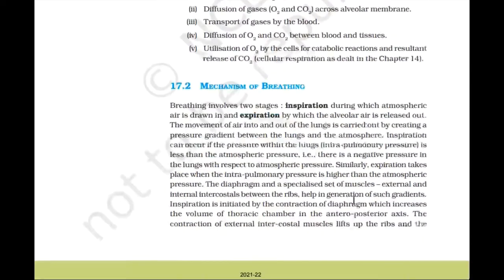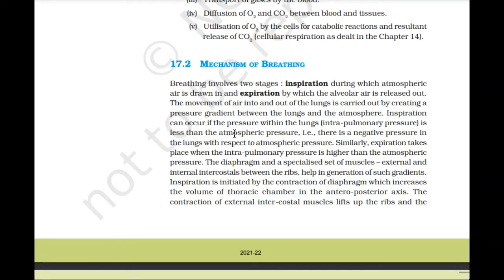Let us see the mechanism of breathing. Breathing involves two stages: inspiration, during which atmospheric air is drawn in, and expiration, by which the alveolar air is released out. The movement of air into and out of the lung is carried out by creating a pressure gradient between the lung and the atmosphere. Inspiration can occur if the pressure within the lung, that is intrapulmonary pressure, is less than the atmospheric pressure. That is, there is a negative pressure in the lungs with respect to atmospheric pressure.